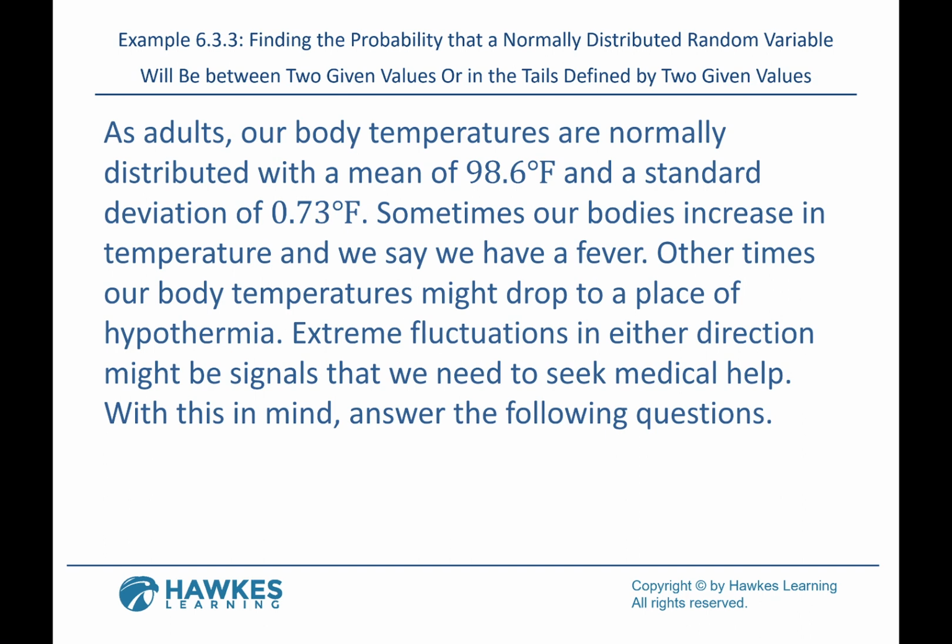Okay, let's look at this one. It tells us, as adults, our body temperatures are normally distributed with a mean of 98.6 degrees Fahrenheit and a standard deviation of 0.73 degrees Fahrenheit. That information is actually getting a little bit out of date because there have been some studies lately that said the average healthy body temperature is actually going down. Anyway, that's the standardly accepted thing right now. Then it says, sometimes our bodies increase temperature and we say we have a fever. Other times our body temperatures might drop to a place of hypothermia. It says extreme fluctuations in either direction might be signals we need to seek medical help. With this in mind, answer the following questions.